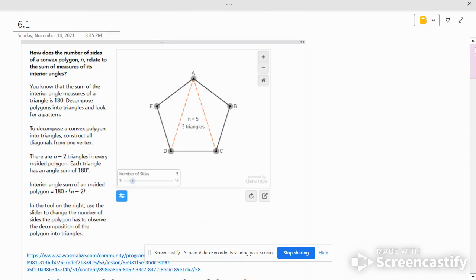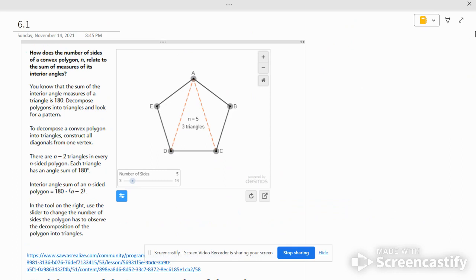So chapter 6. We're going to be working with polygons this chapter. All different types of polygons: rectangles, kites, trapezoids, rhombuses, squares, that type of thing. So we're going to have to work with the number of sides something has and how many degrees it has.